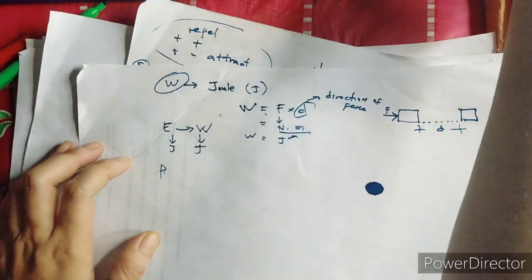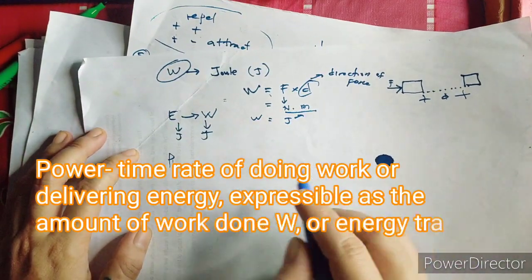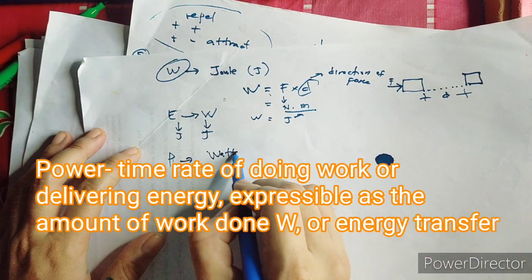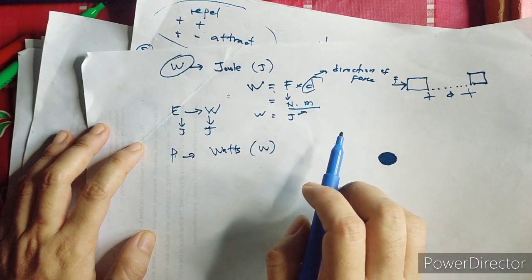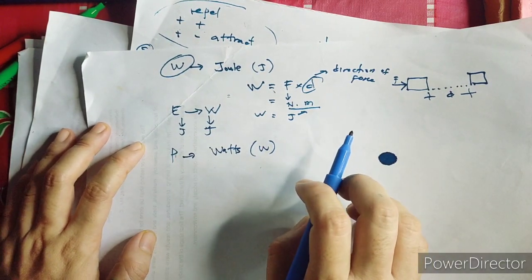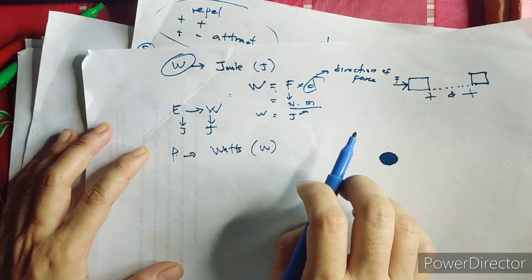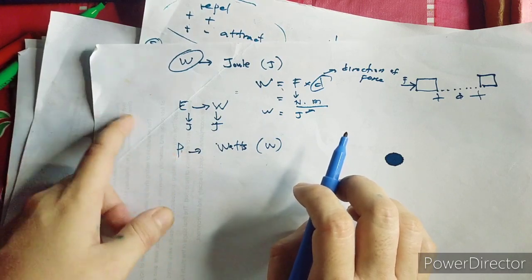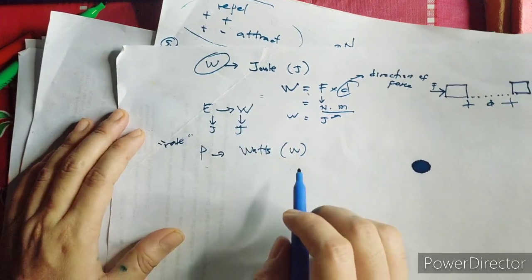Next is power. The unit of power is what? Its unit is watts, or capital W, where 1 watt is 1 joule per second. Power is defined as the rate of doing work or transferring energy. So this is the rate of doing work. When we say rate, how much is your rate?